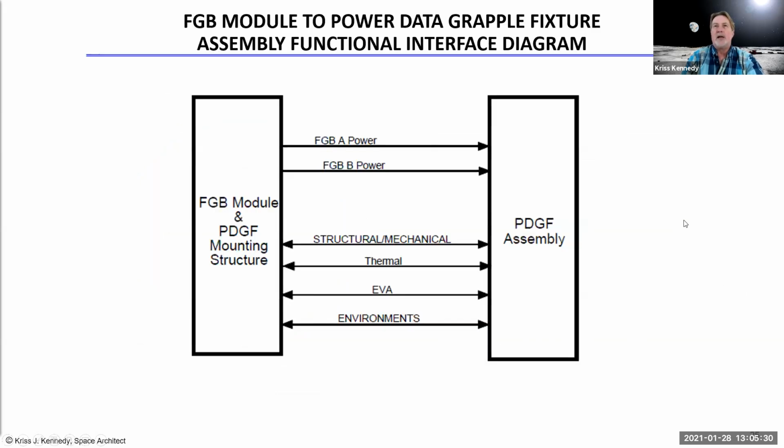This is a simple example of an interface diagram between the FGB module and a power data grapple fixture. So you have the power data grapple fixture assembly over here, the FGB module structure over here, and the mounting structure. And then, so what do you have? You have the A and B power legs feeding the power data grapple fixture. You have structural mechanical, thermal, EVA, and environments.